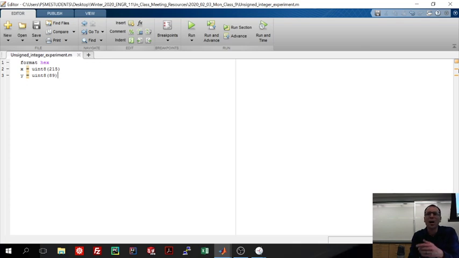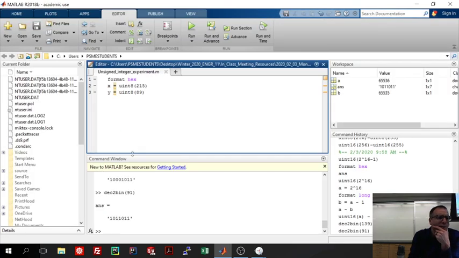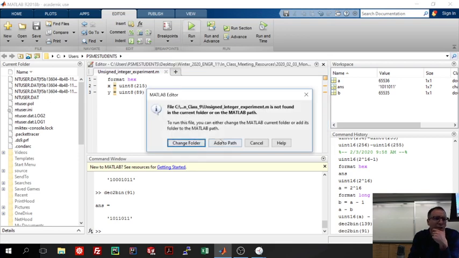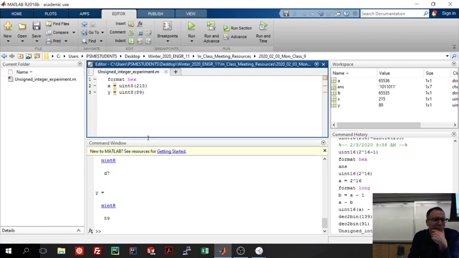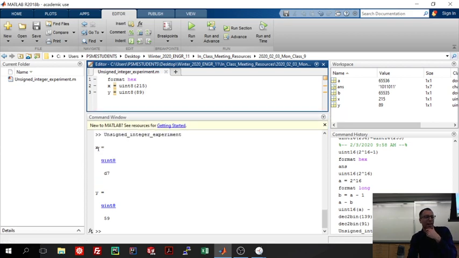Okay, so let's forget how to minimize. Oh, it's up here, right? Dock editor. Okay, let's go ahead and save this and run. Let's change folder. Okay. So what did MATLAB just tell me?